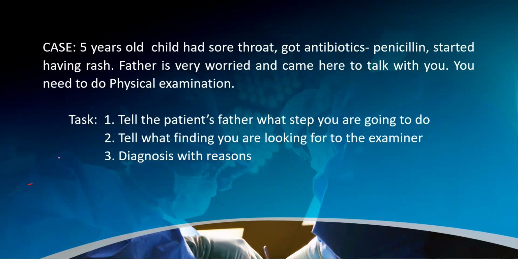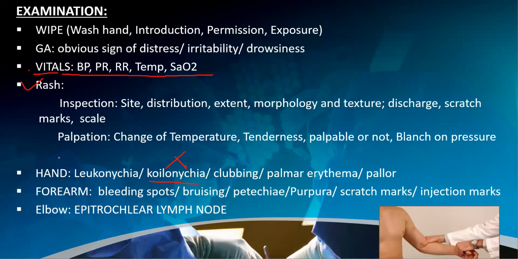The patient is a 5 year old child. His father is here. He's very worried because the child had a sore throat initially, and was given the antibiotic penicillin. The child started to have a rash 5 to 7 days later. Now we are going to do a physical examination to find out the cause of this rash, and I'm going to show you how to do that. During my conversation, if you don't understand anything, please let me know.